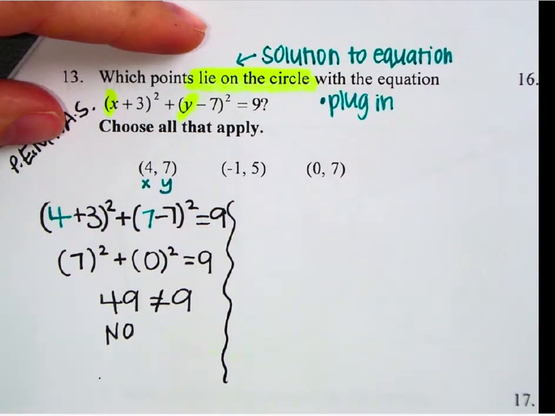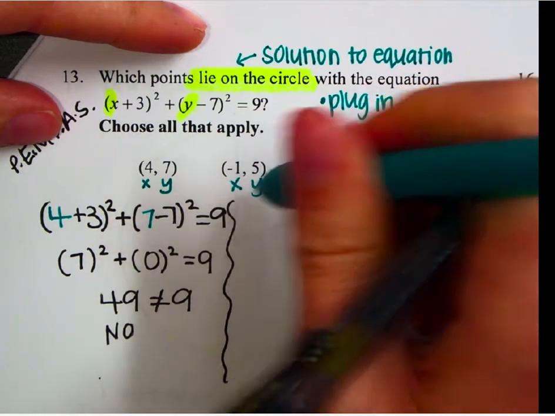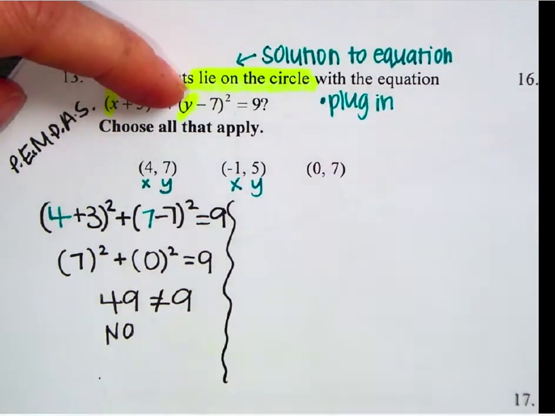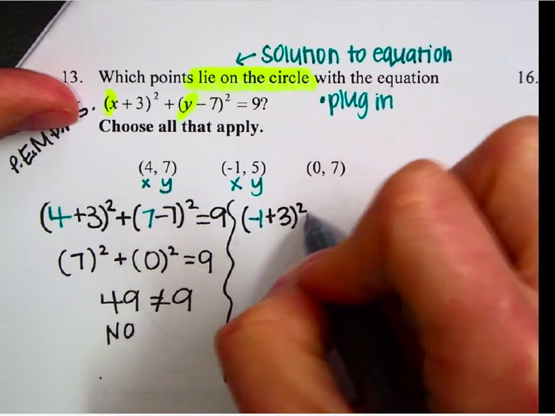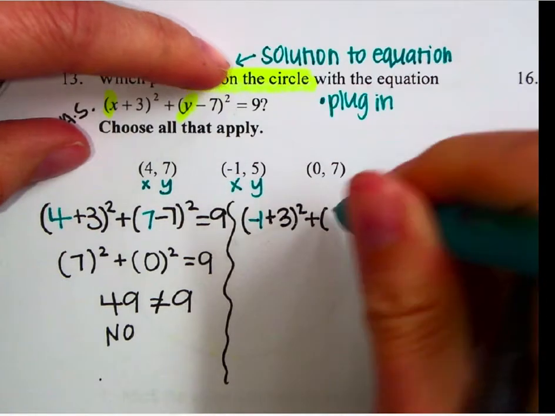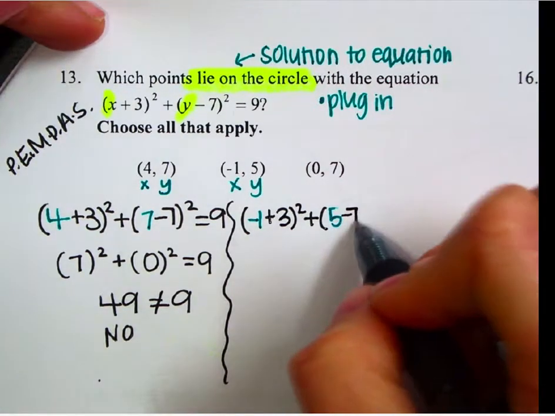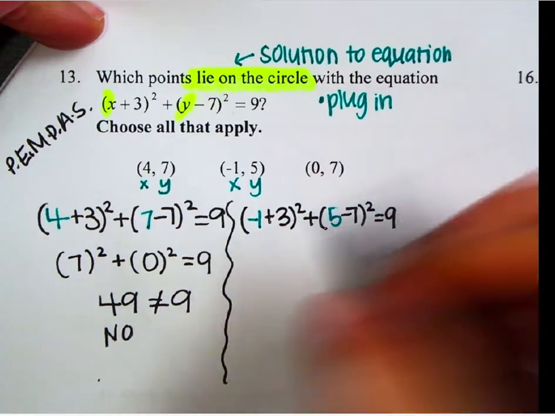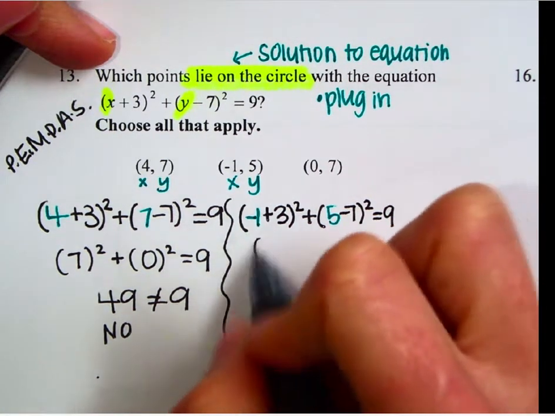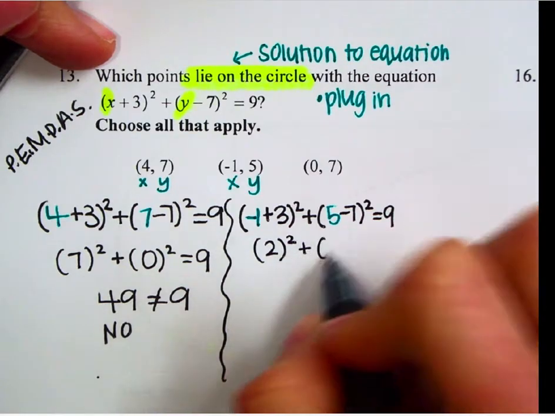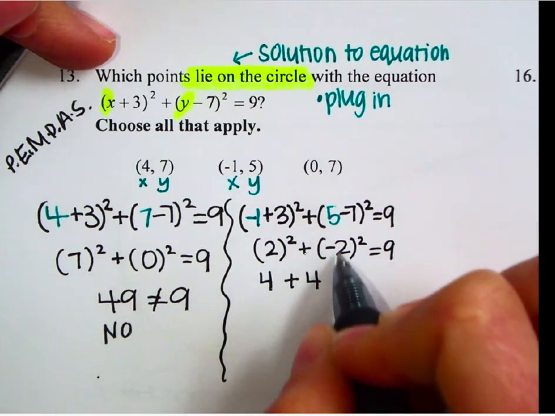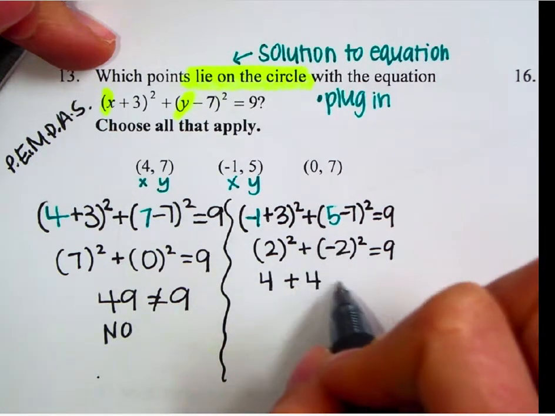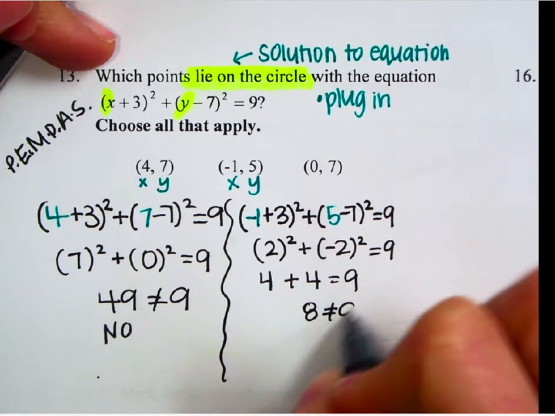Okay, so now we're going to try it again with a new ordered pair. We're going to plug in -1 right here for x and 5 here for y. So -1 plugging in for x. So inside of parentheses first, we're getting a 2, and then -2. And -2 squared we know is -2 times -2, that's +4. And again, that does not work.